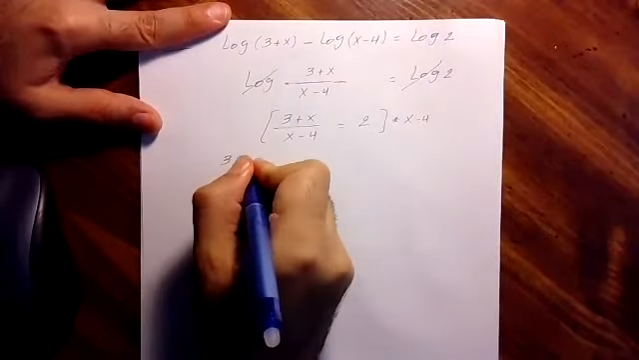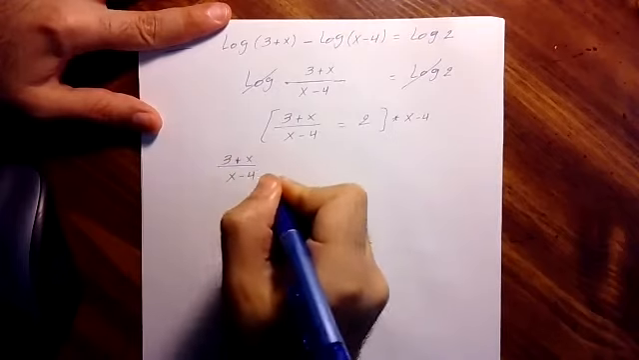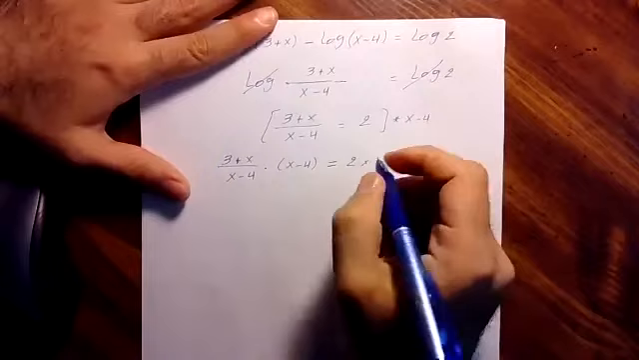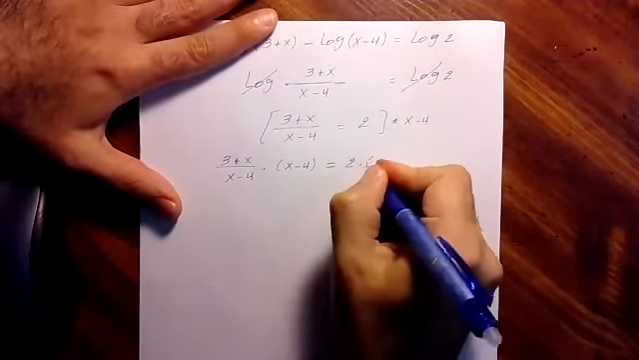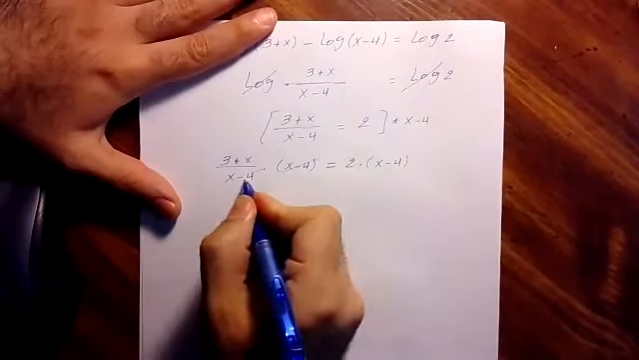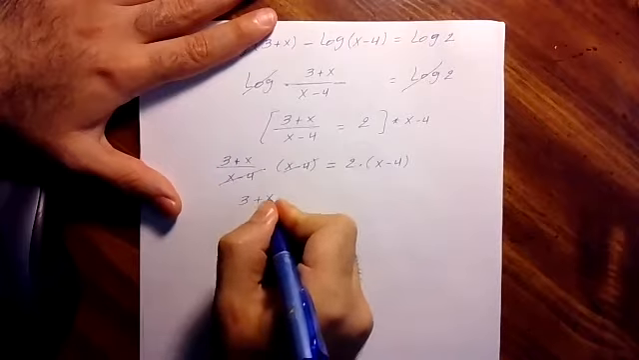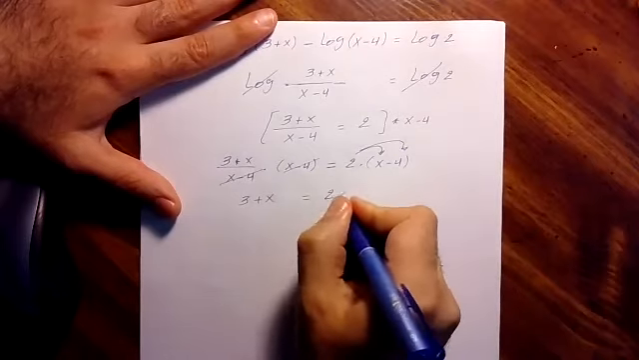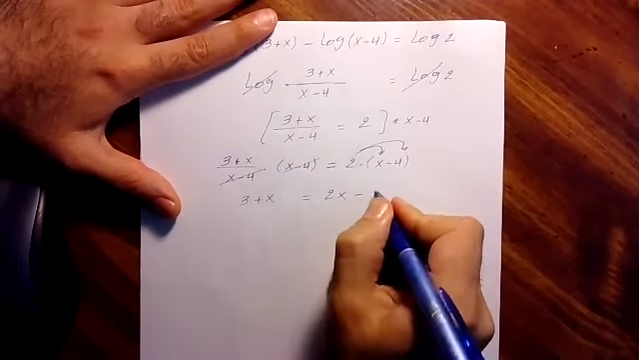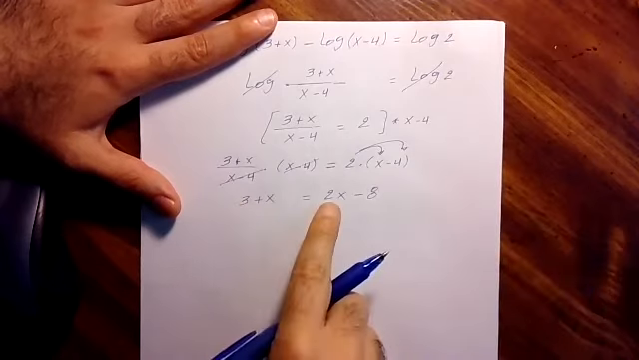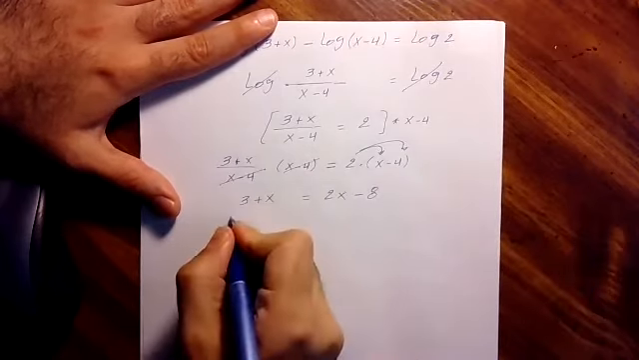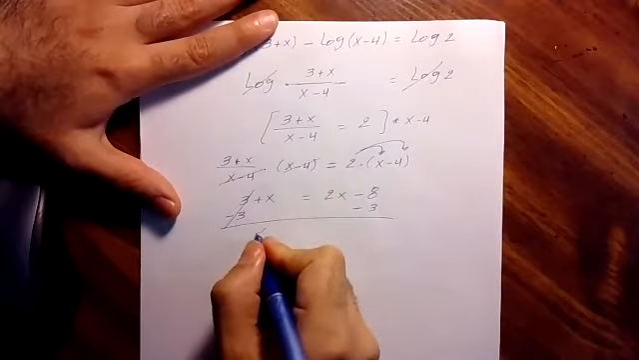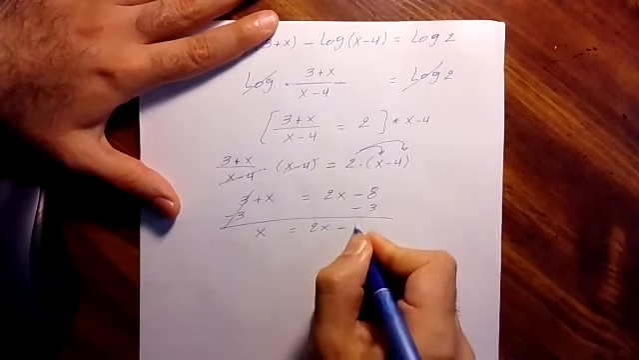So it's going to be 3 plus x over x minus 4, times x minus 4, equal 2 times x minus 4. On the left side, cancel these. The leftover is 3 plus x. On the right side, you just have to distribute. 2 times x is 2x, 2 times 4 is minus 8. Then move the x's to the left side and the numbers to the right side. So I'm going to say minus 3, cancel these. The leftover here is x equal 2x minus 11.